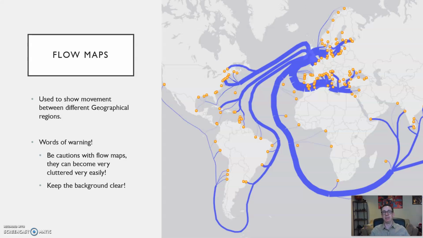Again, flow maps work really well as overlays. If you've got a clean map of an area and you want to show how different types of trade, for example, may have happened across an area, then a flow map can often be the thing you want to go for. Now, I'm going to bring myself into the full screen.